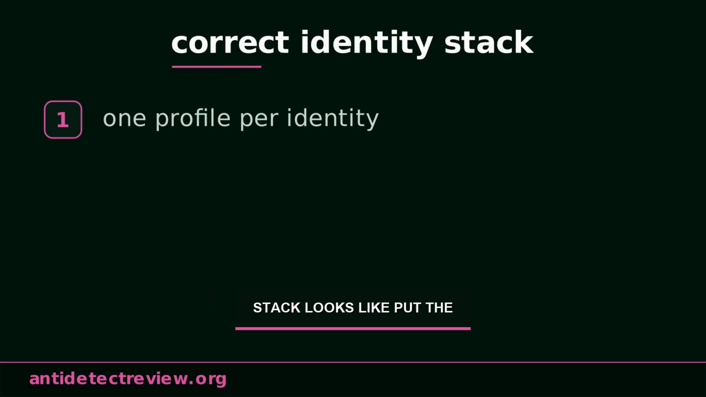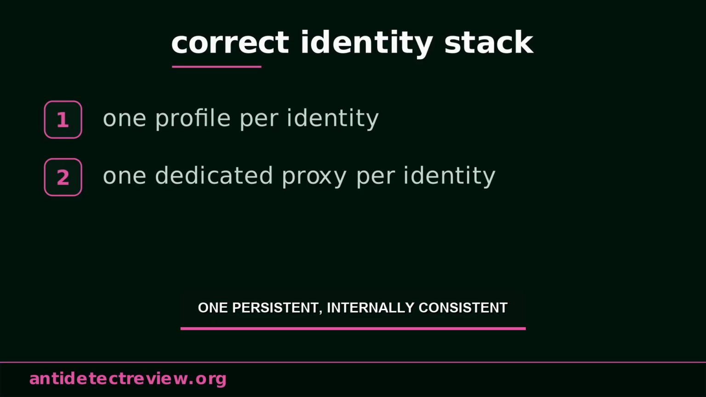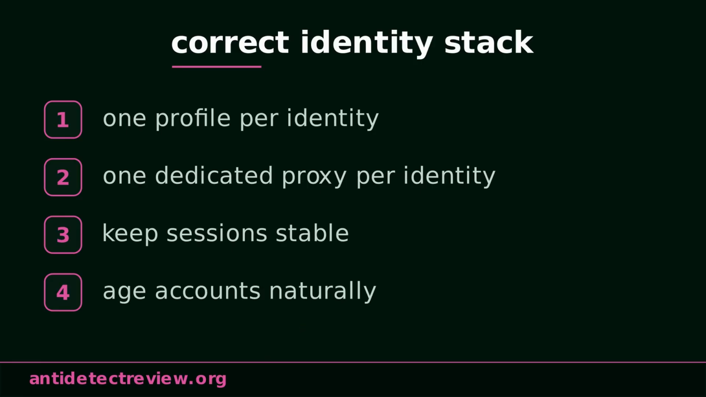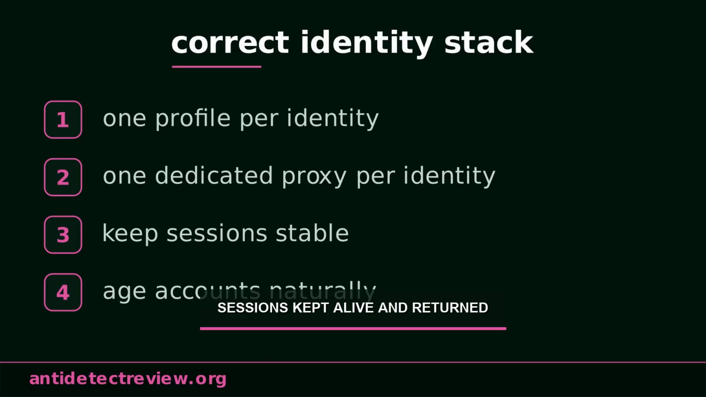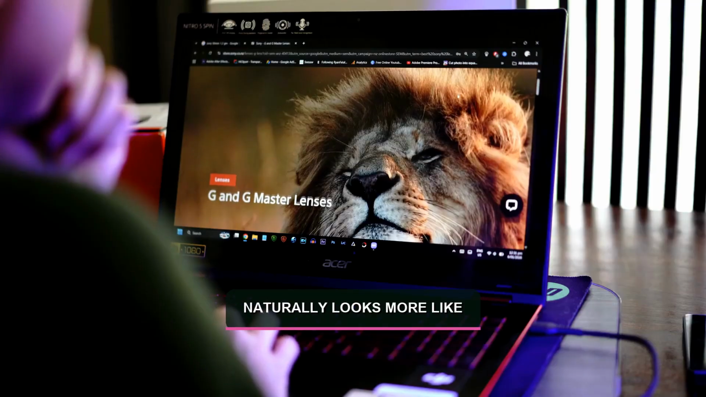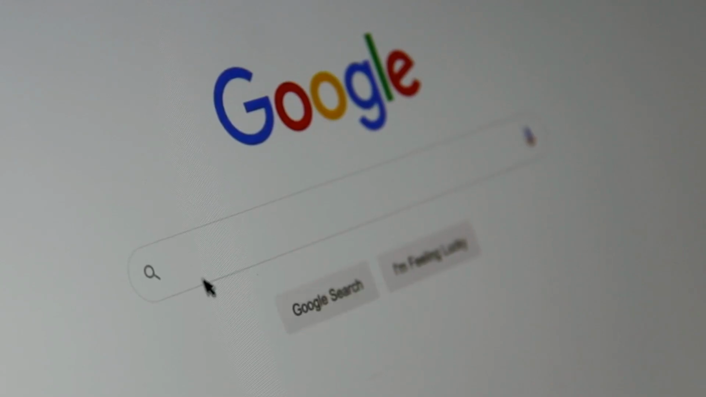What an actually correct stack looks like. Put the pieces where they belong. One persistent, internally consistent browser profile per identity, handling the device layer. One dedicated proxy per identity, handling the network layer, ideally kept stable rather than rotated mid-session, so continuity looks normal. Sessions kept alive and returned to over time rather than wiped and rebuilt from scratch, because a profile that ages naturally looks more like a real returning user than one that resets constantly.